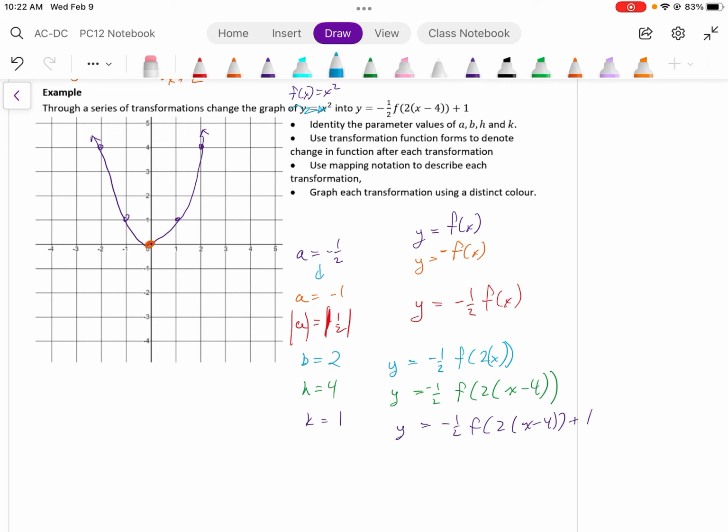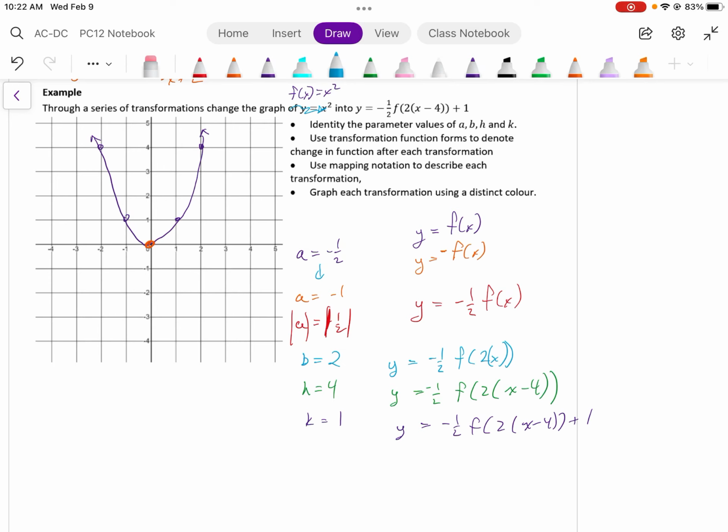So through a series of transformations, change the graph f(x) = x squared into y = -1/2 f(2(x - 4)) + 1. Pick out a, b, h, k.